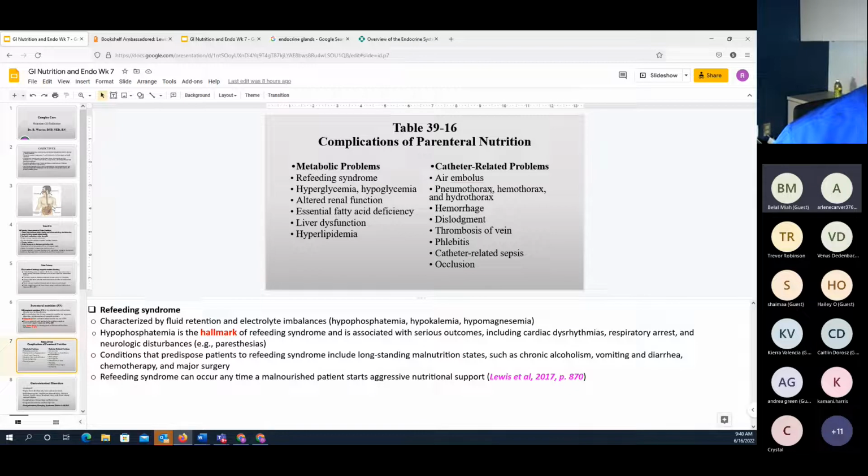This is pretty much self-explanatory, especially the pneumothorax, hemothorax, hydrothorax. You're trying to insert this line, and the needle that the physicians use to put in the central line, especially when it's a subclavian line, can puncture the lung. It can puncture the lungs, causing a pneumothorax.